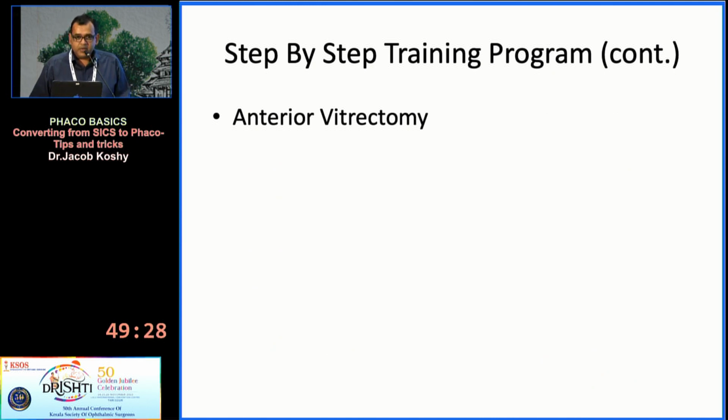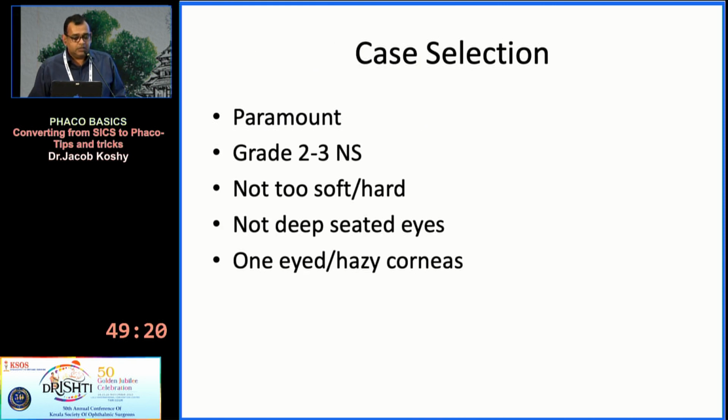Please do an automated anterior vitrectomy for your complicated SICS cases. You can't start doing it in your Phaco cases. You must learn how to do it in your other SICS cases. Choose cases carefully. Don't go for the difficult deep-seated eyes, one-eyed patients, hazy corneas. This, of course, be very careful.